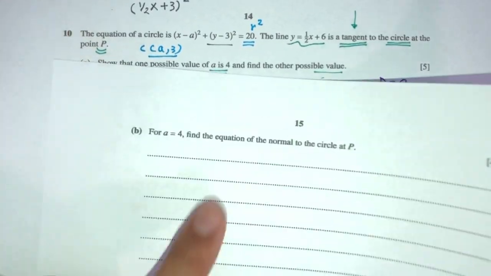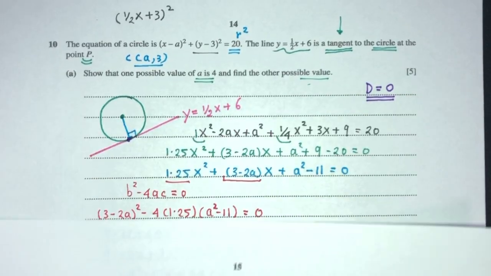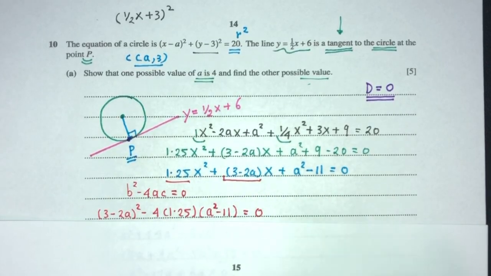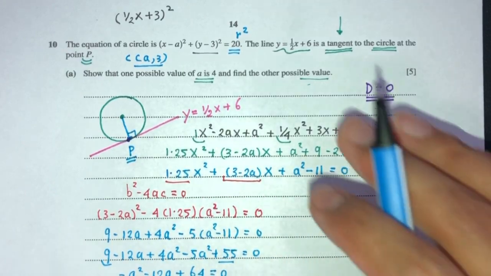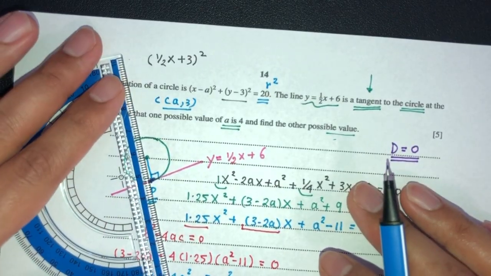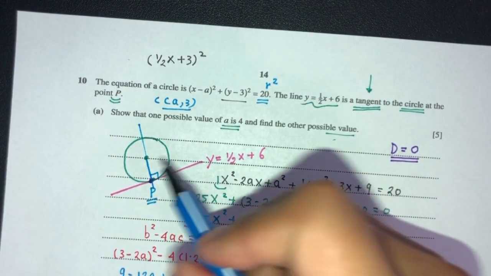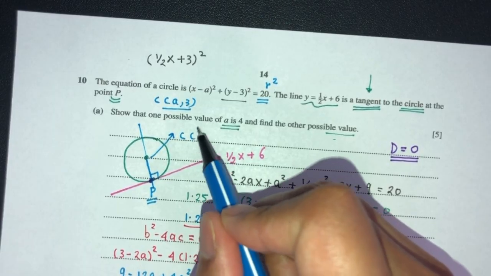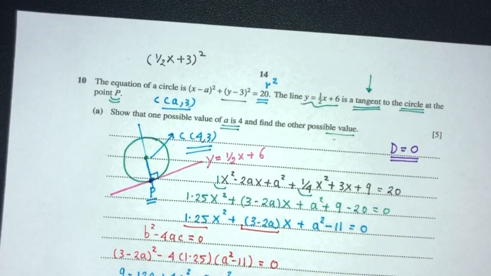Now, we're trying to find the equation of the normal to the circle at P. This is the point P right here. Now, we don't have the point P, however, since we're trying to find the equation of this blue line, that makes sense, right? We have a passing point, which is the center of my circle, which with a equal to 4 is 4, 3. Should be pretty simple.